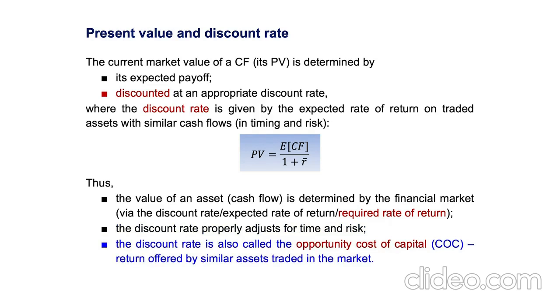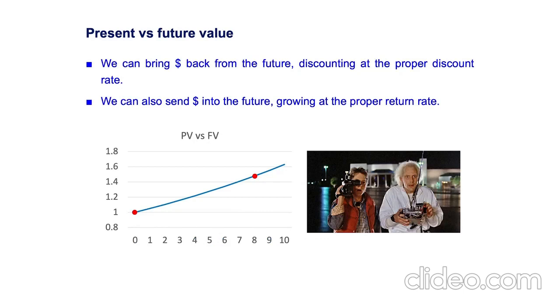The discount rate is also called the opportunity cost of capital because it is the return offered by similar assets traded in the market. The present value looks at the current value of a future cash flow by discounting back at the appropriate discount rate. We can also consider the future value of a cash flow today by allowing it to grow at the proper rate of return.